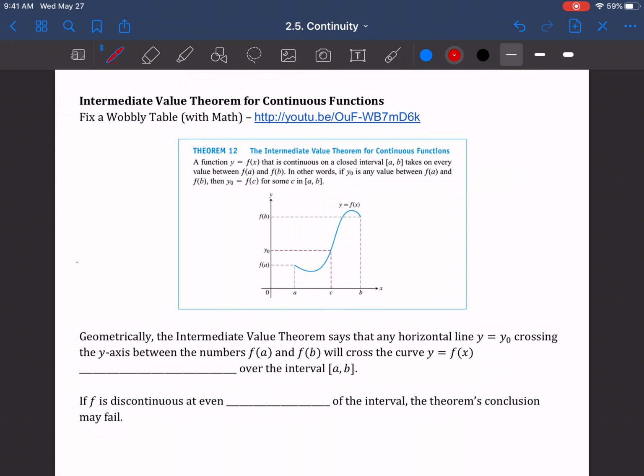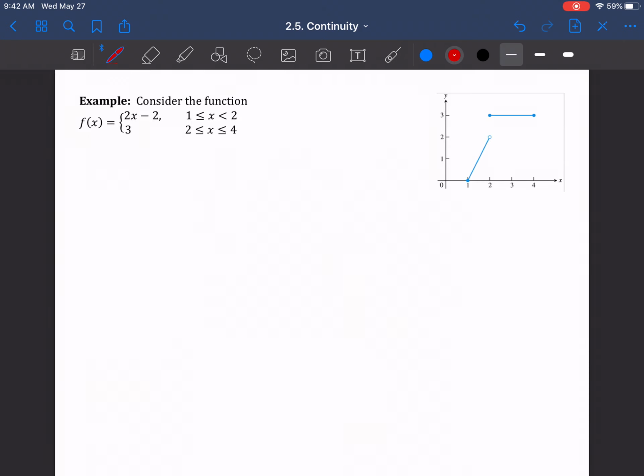So geometrically, the intermediate value theorem says that any horizontal line y equals y naught crossing the y-axis between the numbers f of a and f of b will cross the curve y equals f of x. That's what I was saying. Draw any horizontal line, and you cannot draw it without crossing that function, and it will cross it over the interval ab. If f is discontinuous at even 1 point on the interval, the theorem's conclusion may fail. May fail.